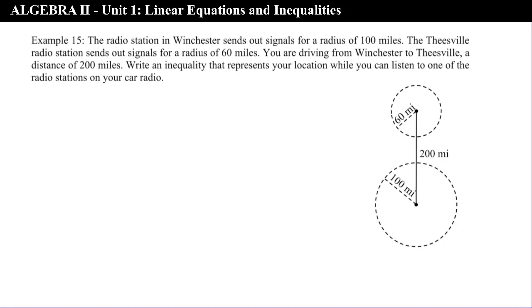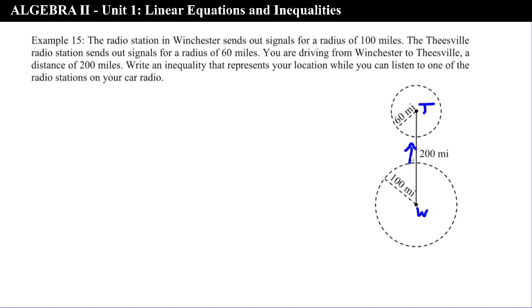So here's an example where we have a radio station in a town called Winchester, and it sends out signals for a radius of 100 miles. Winchester would be located here at this dot. Okay, so this would be Winchester. The Thiesville radio station sends out signals for a radius of 60 miles. So Thiesville would be up here. And you're driving from Winchester to Thiesville, so we're going this way. The distance that we're traveling from Winchester to Thiesville is 200 miles.